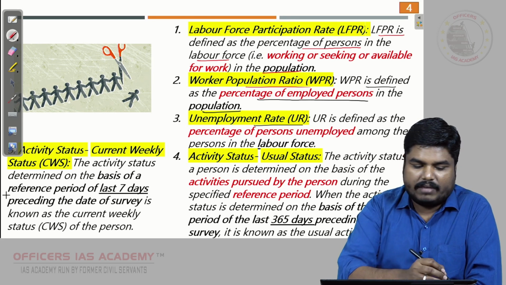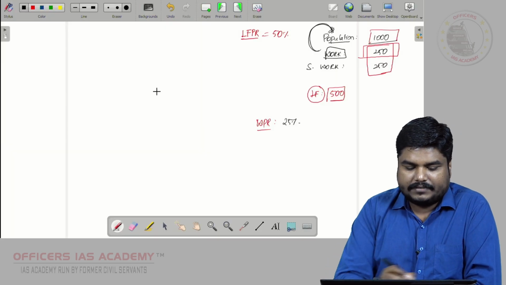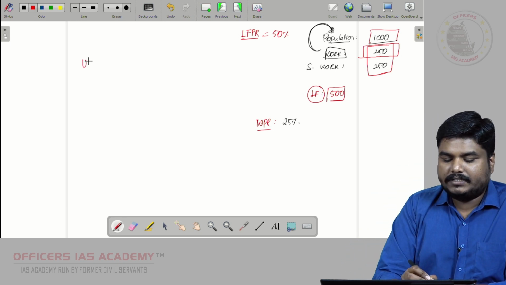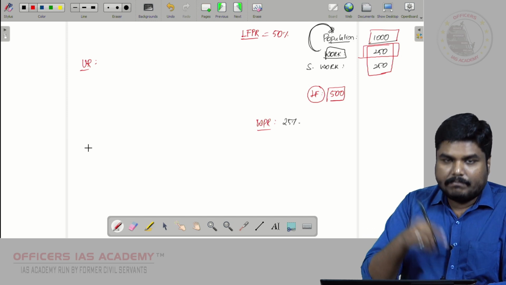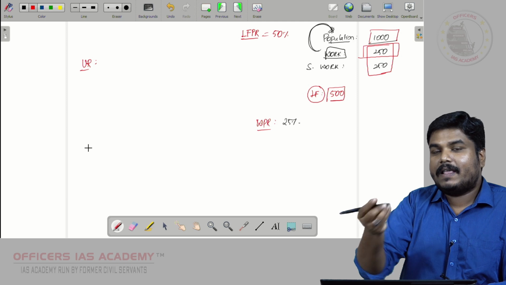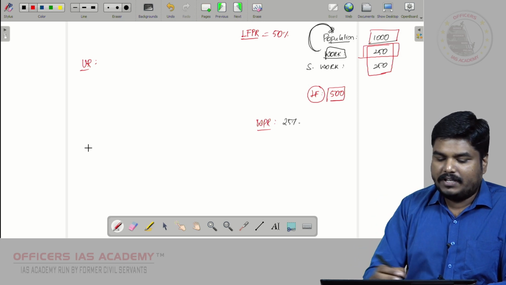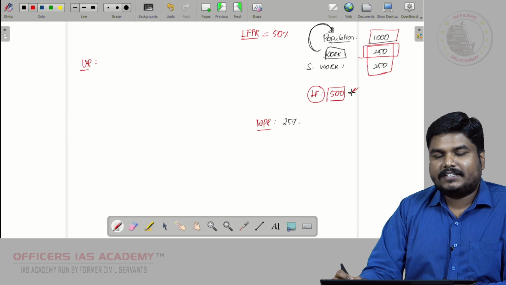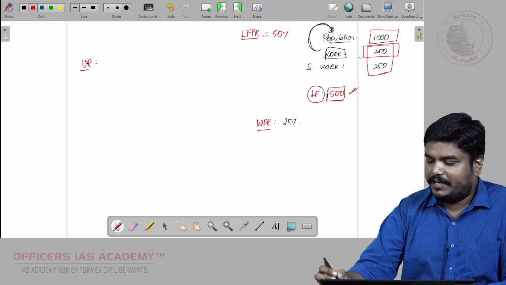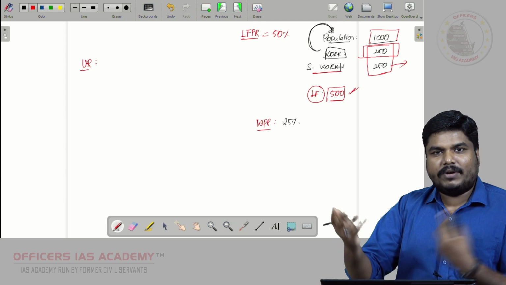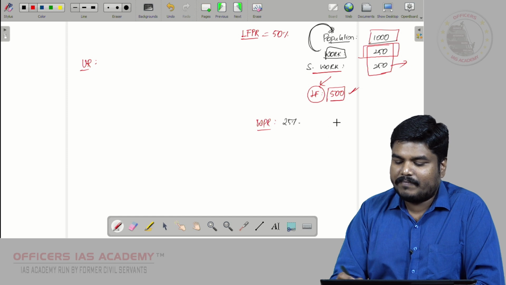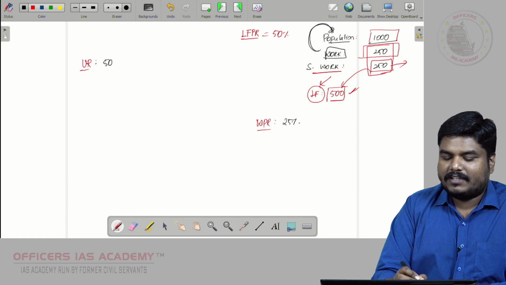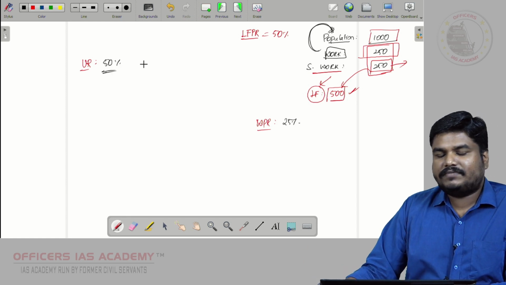Now, what is the unemployment rate? Here it is the percentage of unemployed in the labor force. We know the labor force is 500. Now, how many are unemployed? It is 250, because they are seeking work. They don't have a job, they are searching, right? So, 250 as a percentage of 500 is going to be 50%. So, in this example unemployment is 50%.